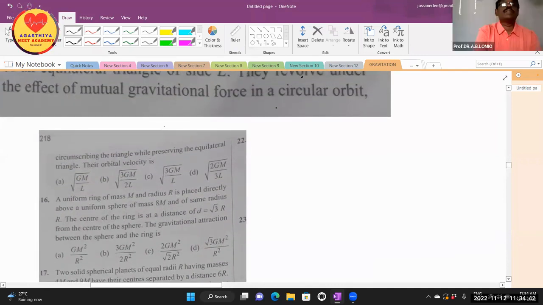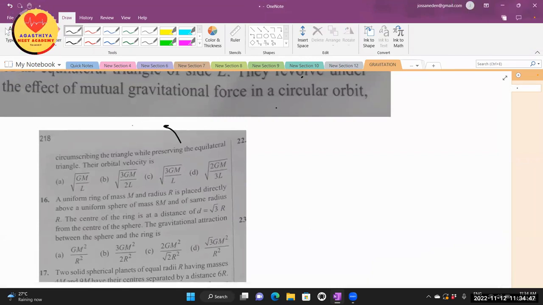What is the answer for that? Option A is the root of Gm by L.